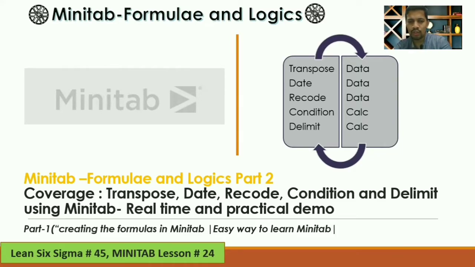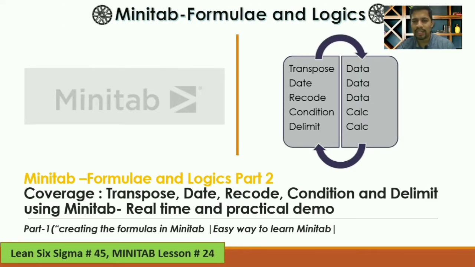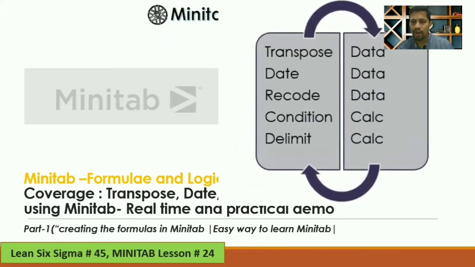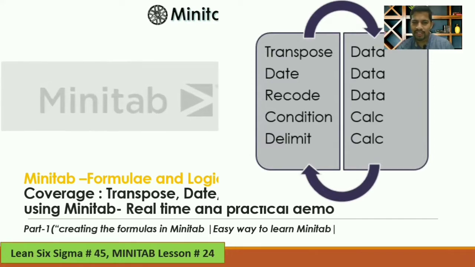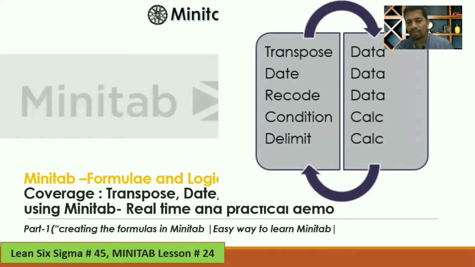and then the options will come up very easily. So in a nutshell, this is my 45th video of Lean Six Sigma in Minitab. Specifically, this is the 24th lesson of Minitab. So this is what we are going to see today, and please stay tuned till the end. You will get the entire message about transpose, data, recode, conditional, and delimiting. All of these things we will be doing with the help of Minitab, with real-time examples.